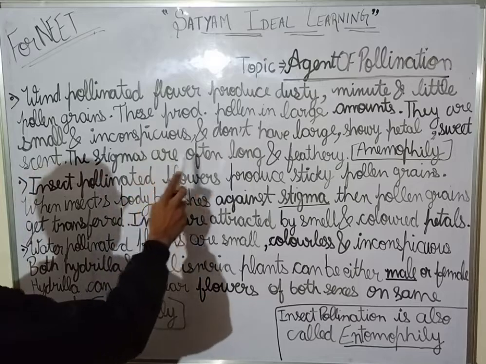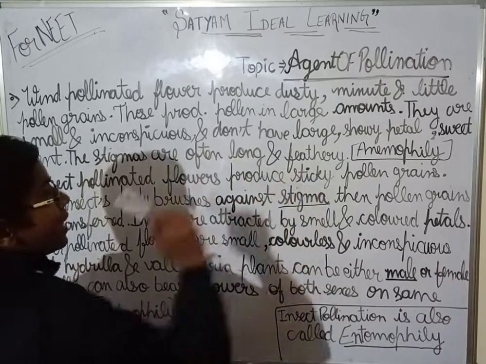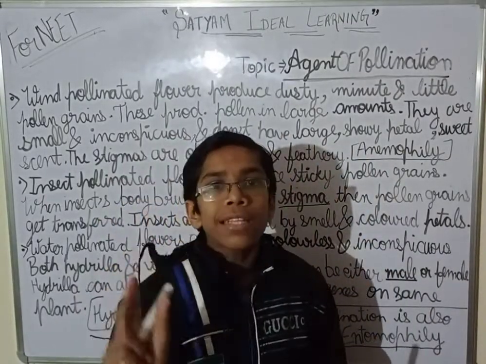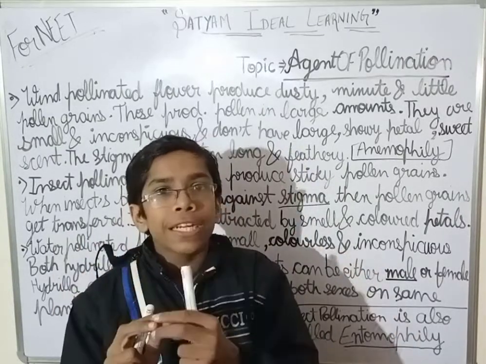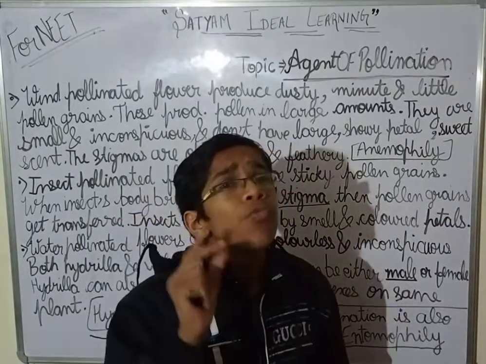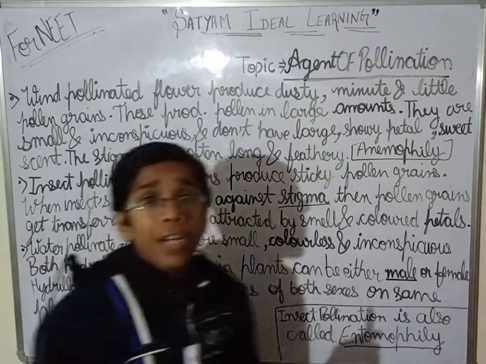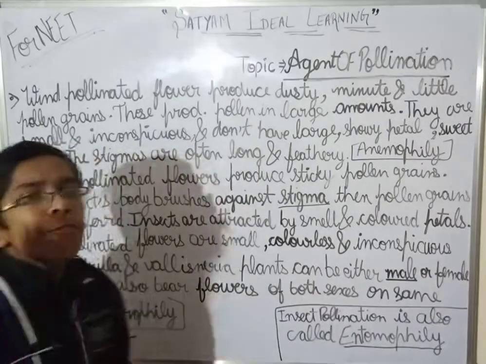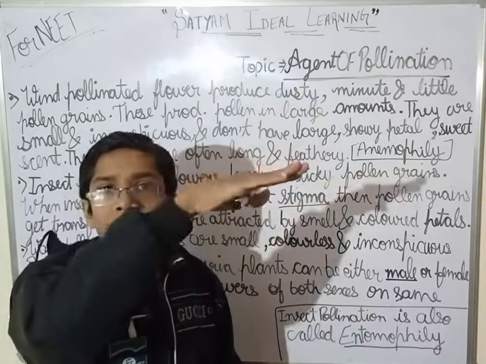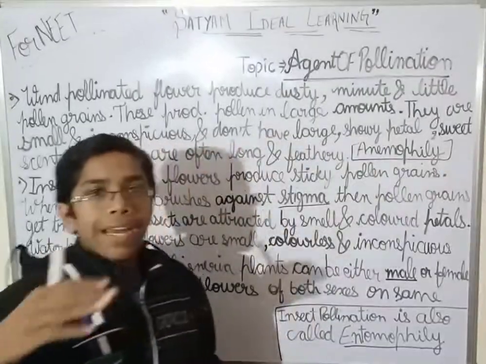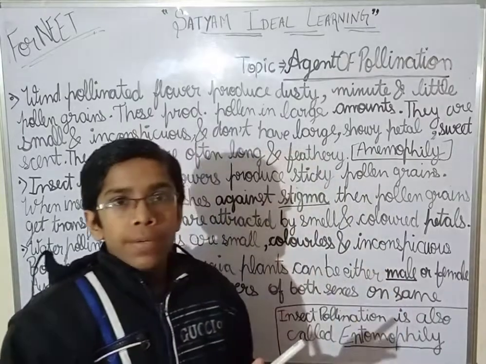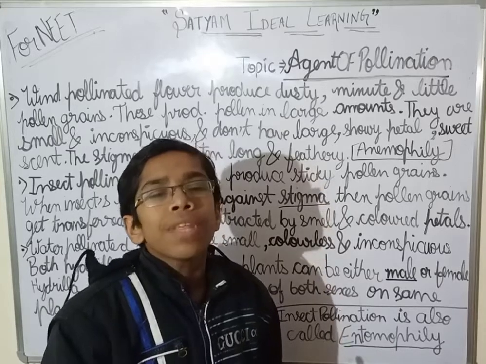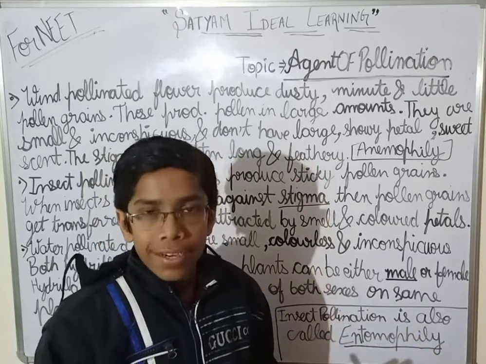The stigmas are often long and feathery. From the anther, which bursts, the pollen grains are released, and in wind pollination the pollen grains are very light. So they will flow in the wind and then go to the stigma. Only some of them reach the destination, the stigma of the flower. Most of them get wasted.